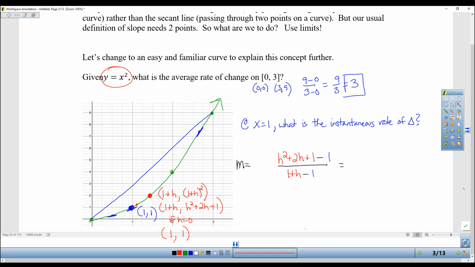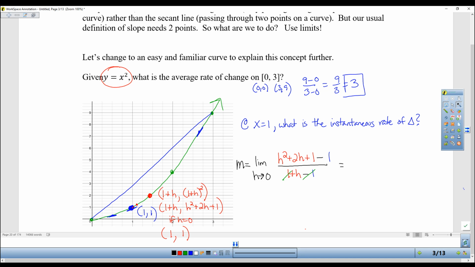So why not just let h be 0? Yeah, because of this down here. If I let h be 0, then I'll have a 0 in the denominator. But I know there's an answer. I can see that there's a slope at that point. And this is where we get to use limits. The slope is going to be the limit as h approaches 0.